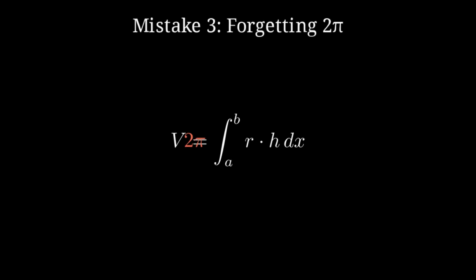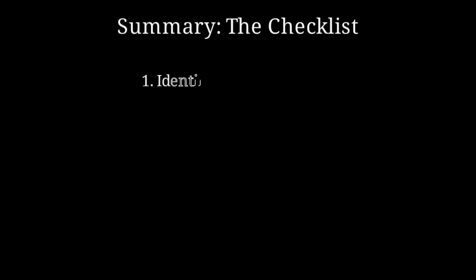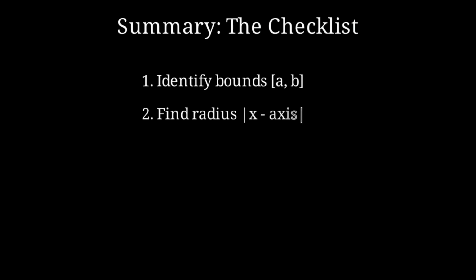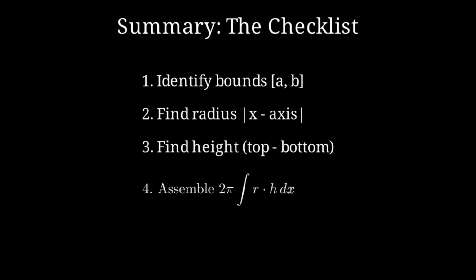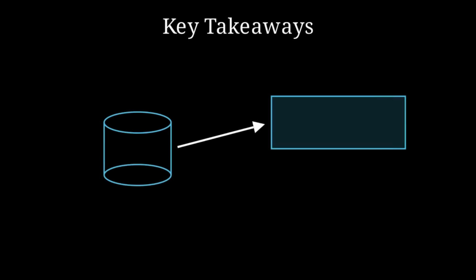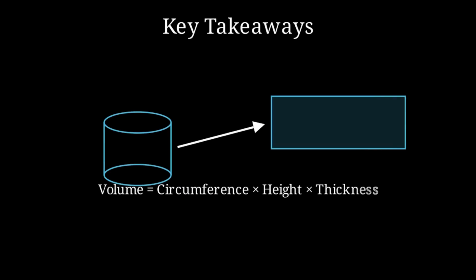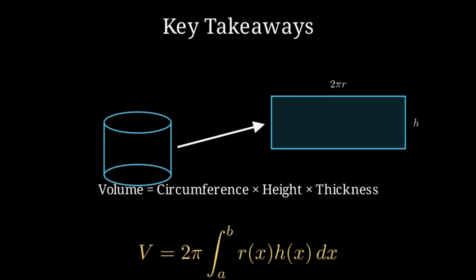To summarize, first, determine your limits of integration along the x-axis. Second, define the radius as the distance from x to your shifted axis. Third, define the height using your functions. Finally, assemble the integral and solve. The shell method is a powerful tool for finding volumes. By thinking of the solid as a collection of nested cylinders, we can solve complex rotation problems by simply identifying the radius and height relative to the axis of rotation.